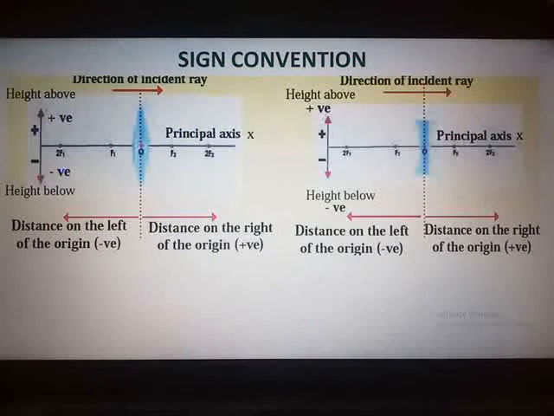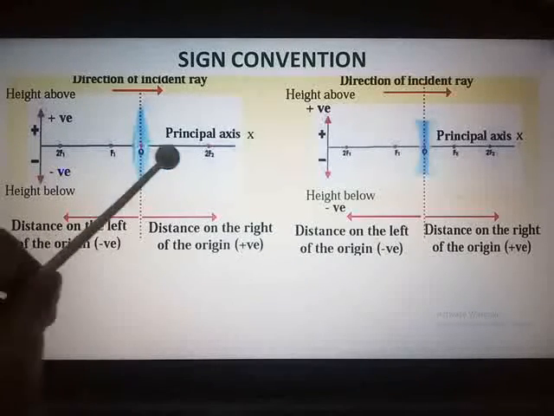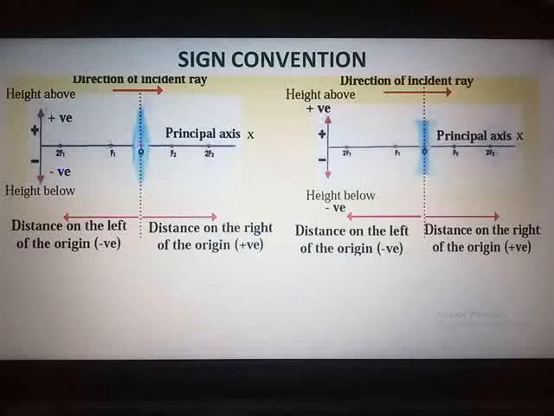Last year in chapter number 11 of section A, you studied the sign convention for mirrors. According to the Cartesian sign convention, in the case of a mirror, the pole of the mirror was taken as the origin. In the case of lenses, the optical center, which you studied in the last session, is taken as the origin. The principal axis is the x-axis of the frame of reference.